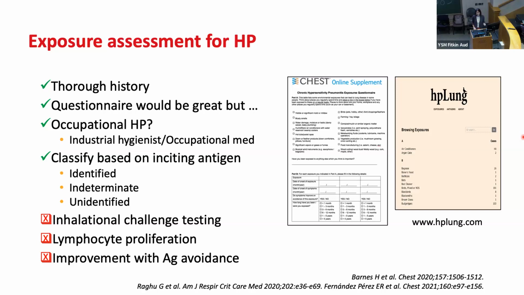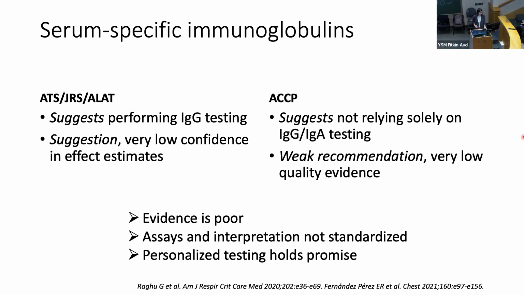Everyone says don't do inhalational challenge testing, don't do lymphocyte proliferation, and don't rely on improvement with antigen avoidance, particularly in fibrotic lung disease. Oh, and I just wanted to highlight, there is this CHEST HP questionnaire. There's a newer one from Haley Barnes that's been published and then validated. And we developed this website called hplung.com. That's just a free online resource, kind of like Pneumotox, but for HP. So you can go and see if your patient's exposure has ever been reported in the literature. So we're trying to help find some exposures.